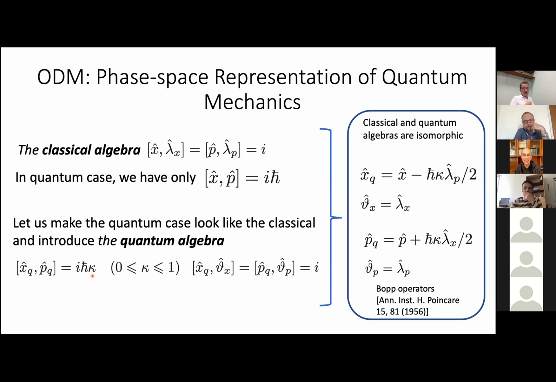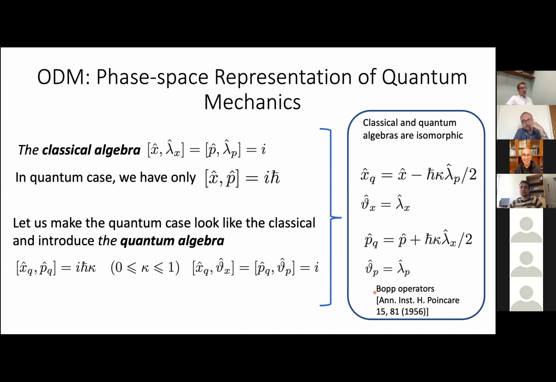If it's 0, it's purely classical physics. If it's 1, it's quantum physics, and it could take intermediate values. Now it turns out that the classical algebra and this extended quantum algebra are in fact isomorphic. You don't even need to use different notations, in principle.